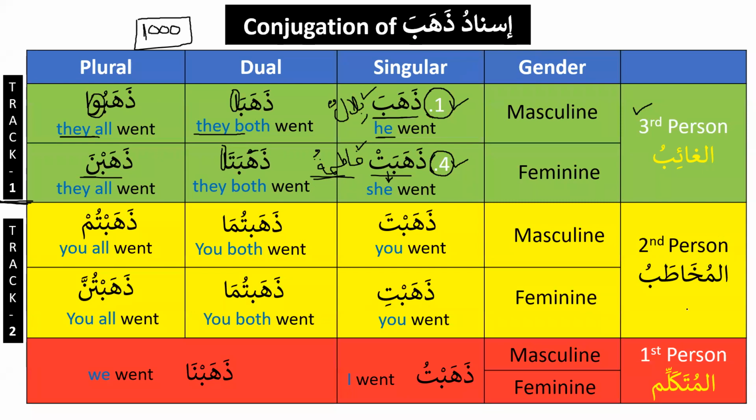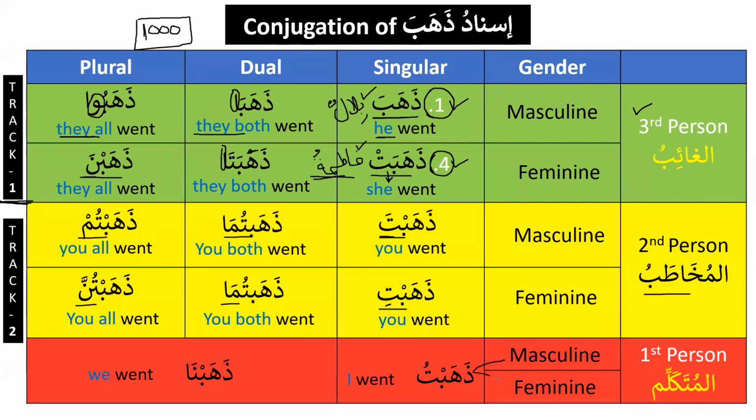So the second person is called al-mukhatab. The second person masculine will be dhahabta, you went, dhahabtuma, you both went, and dhahabtum, you all went. And for the feminine, it will be dhahabti, dhahabtuma and dhahabtunna. Here the doer is ta, and here it is tuma, and here the doer is tum, and here the doer is ti, and here is tuma, and here the doer is tunna, or in fact noon. So why do we say the doer? Because it's inbuilt.